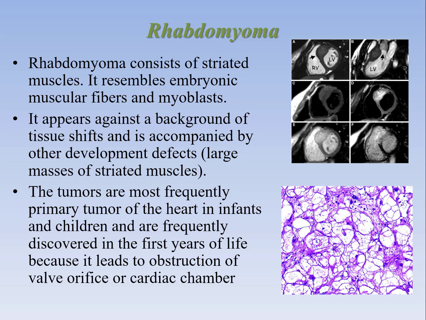Rhabdomyoma. Rhabdomyoma consists of striated muscle. It resembles embryonic muscular fibers and myoblasts. It appears again on the background of tissue shifts and is accompanied by other development defects, like large masses of striated muscle. These tumors are most frequently primary tumors of the heart in infants and children and are frequently discovered in the first years of life because they lead to obstruction of the valve orifice or cardiac chambers.